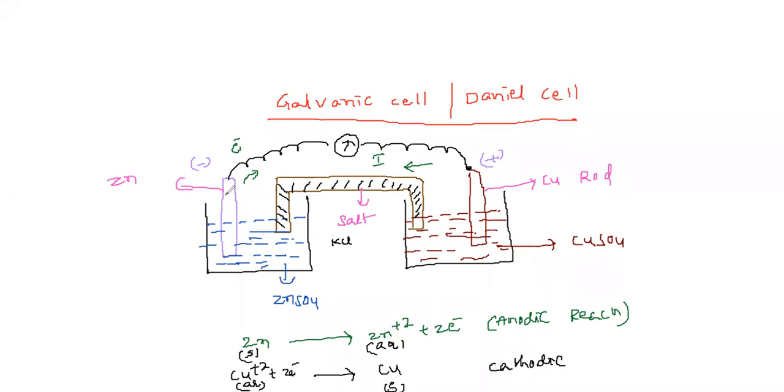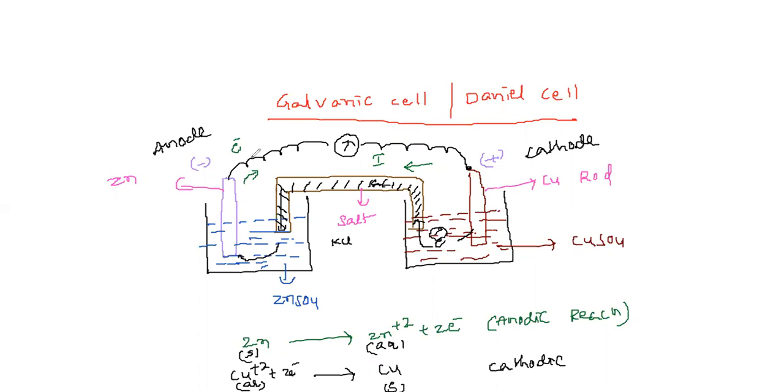The part that releases electrons is what we call the anode. This one is the cathode. The electrons pass through the wire, and the ions pass through the electrolyte solution via the salt bridge. What is the use of the salt bridge? The salt bridge is always used to maintain the balance of charge between the anode and cathode.